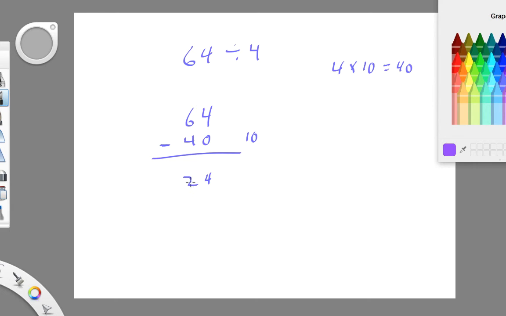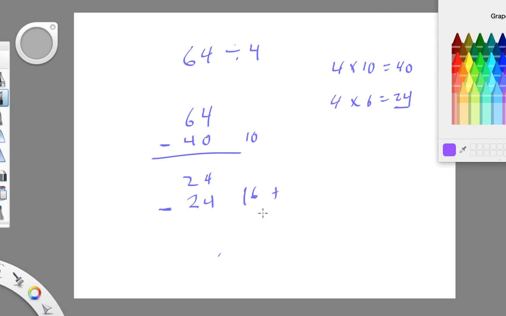Now, I could just subtract 4, I could subtract 4, I could subtract 4, or I could recognize that 24 is a multiple of 4. 4 times 6 is 24. So I'm going to just subtract 24, and I'm going to call it 6 more. 10 plus 6 is 16 times.